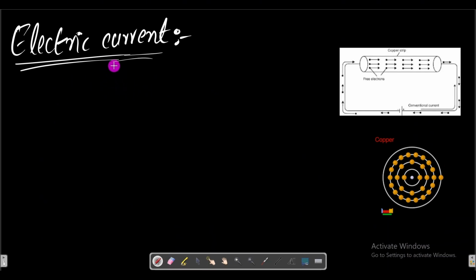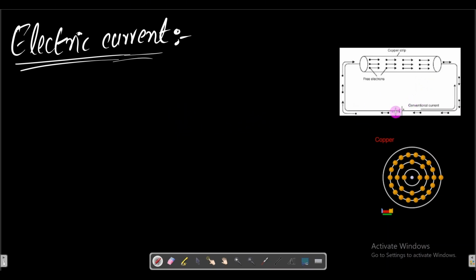Today in this video we will explore the concept of the electric current, and we will see what the origination of this electric current is. Electric current is mainly associated with the motion of free electrons. In this video we will learn what the origination of these free electrons is and how these electrons start moving, which results in the electric current. All these things will be discussed in this video. So let's start the video.